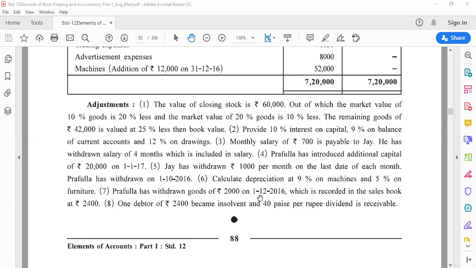That we'll see tomorrow. And last one data 2,400 become insolvent. 40 paise is receivable. So this is about bad debt. 40% मिलने वाला है, that means 60% नहीं मिलने वाला. So 2,400 का 60% करेंगे, जो भी अमाउंट मिलेगा that is our bad debt. Debtor को टिक मार्क करते हैं. I hope it is clear.